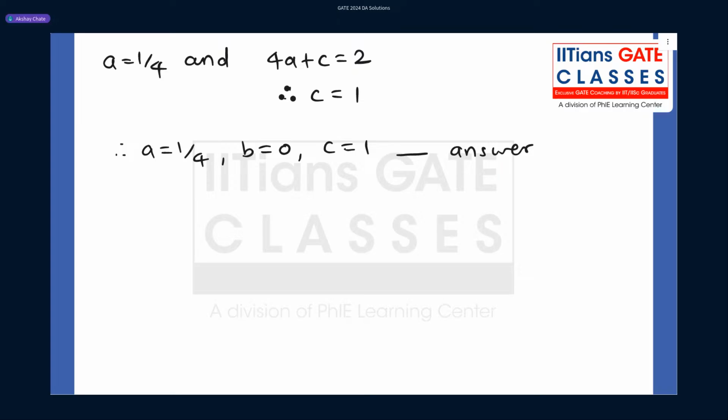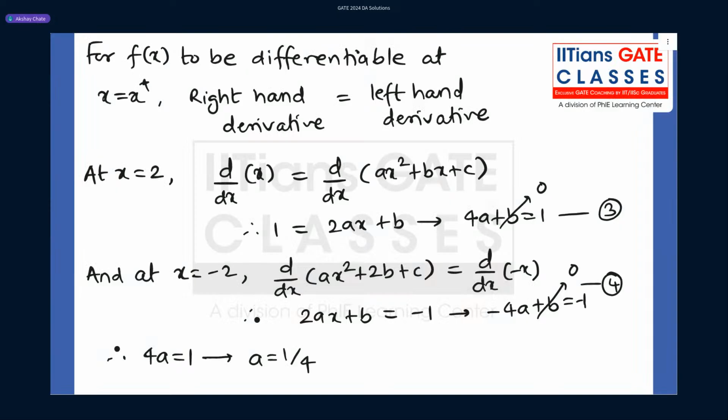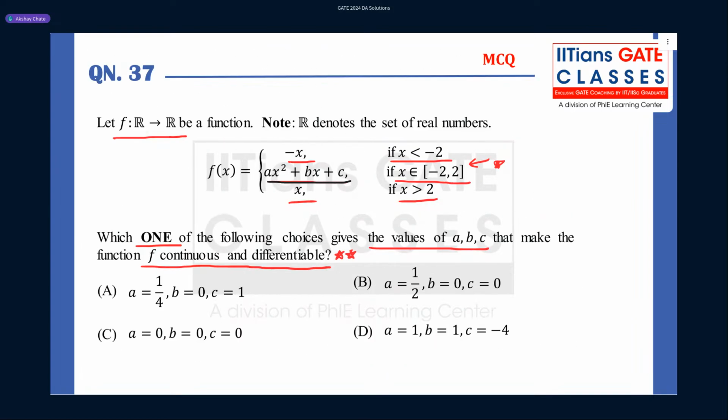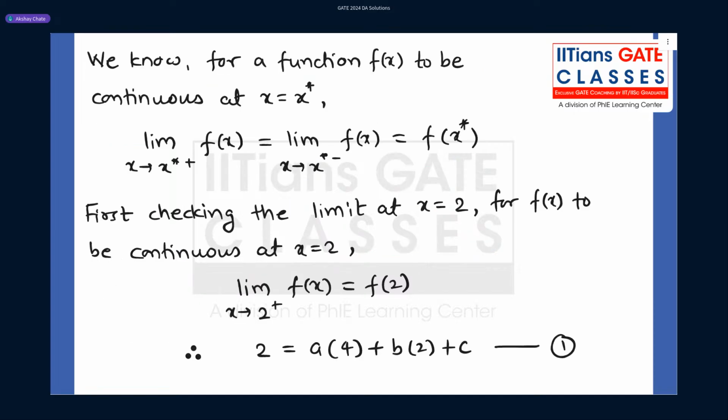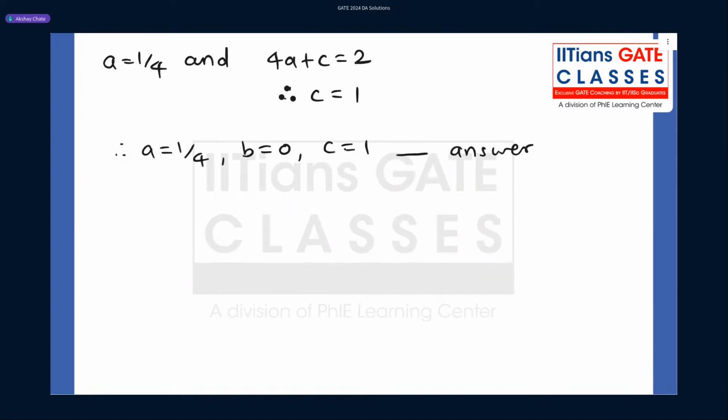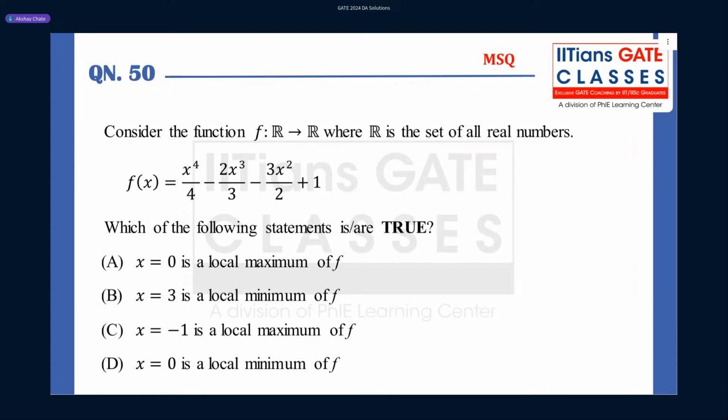And we'll just make sure which option was that. So that was option A. So this is your answer. Okay. So I hope continuity and differentiability definitions and use of them to solve this question is clear. So then we'll go to the next question.